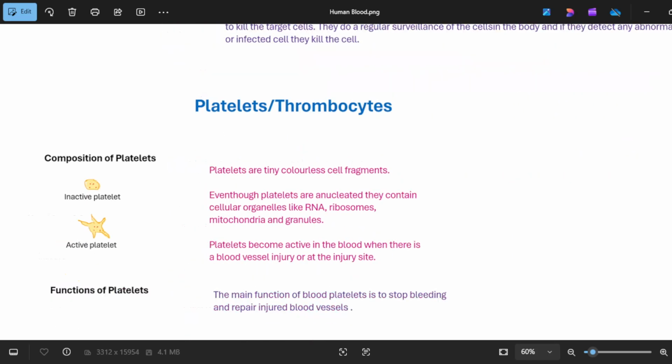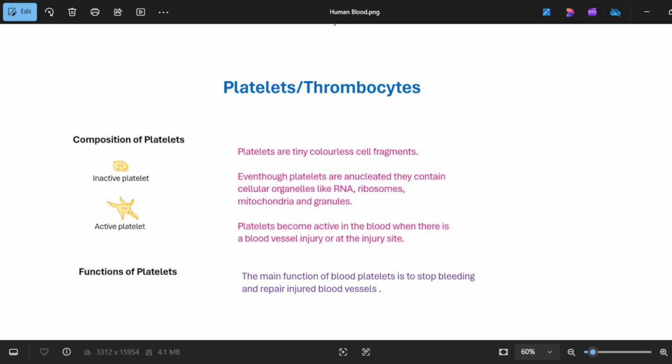Next, we are going to see about platelets. Platelets are also called thrombocytes. So, what does a platelet have? Platelets are tiny colorless cell fragments. The platelets do not have a nucleus, but they have all other organelles like ribosomes, mitochondria, and granules. It does not have the nucleus alone.